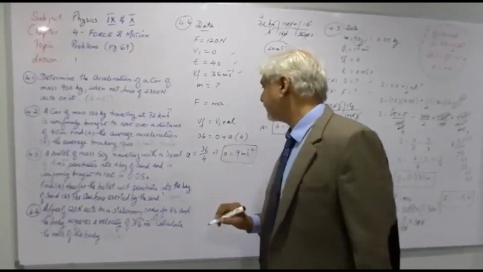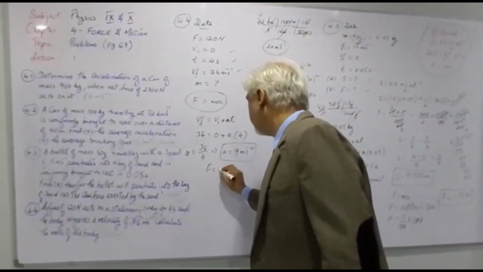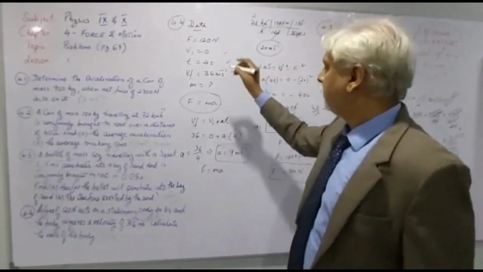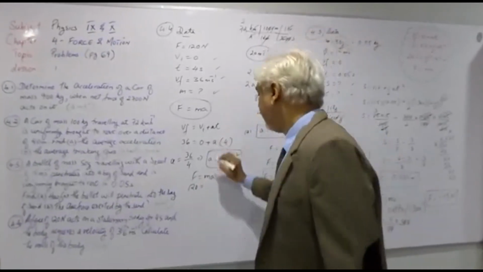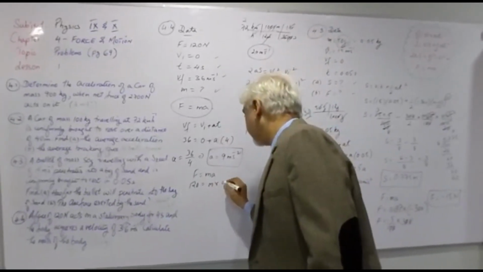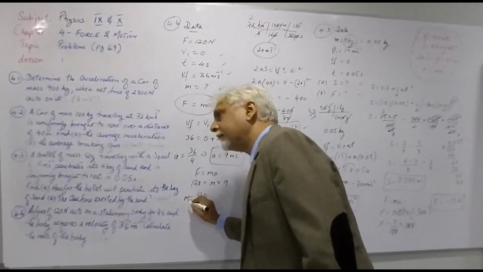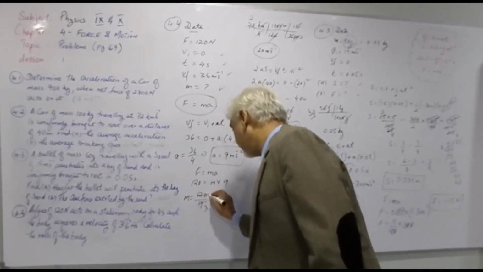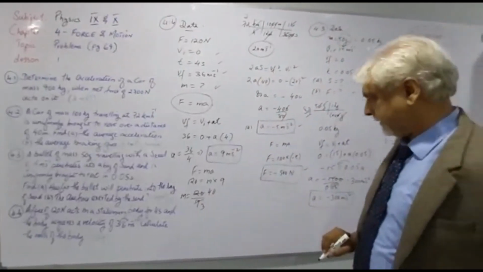4 9s are 36. We know the acceleration, now we can apply it in this formula. F is equal to mass times acceleration. Force is 120. We need to find the mass, times acceleration is 9. Let's take 9 on the other side. 120 divided by 9 would give you the mass. So 3 3s are 9, 3 4s are 12, 0. So we have 40 divided by 3 kilograms.